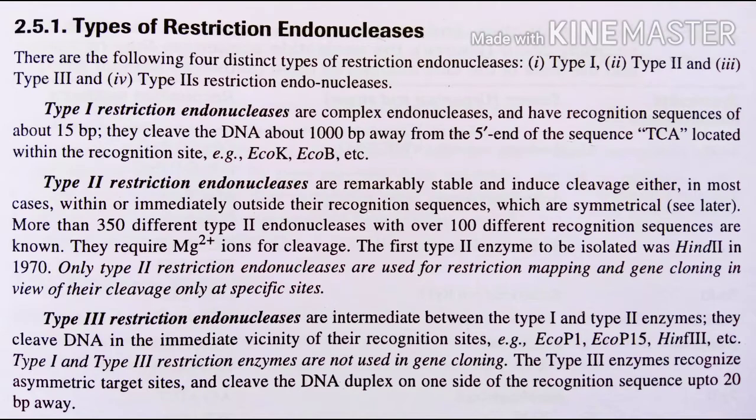Only type 2 restriction endonucleases are used for restriction mapping and gene cloning, in view of their cleavage only at specific sites. Now, the type 3 restriction endonucleases are intermediate between the type 1 and type 2 enzymes. They cleave DNA in the immediate vicinity of their recognition site. For example, EcoP1, EcoP15, HinfIII, etc. Type 1 and type 3 restriction endonucleases are not used in gene cloning. The type 3 enzymes recognize asymmetric target sites and cleave the DNA duplex on one side of the recognition sequence, up to 20 base pairs away.